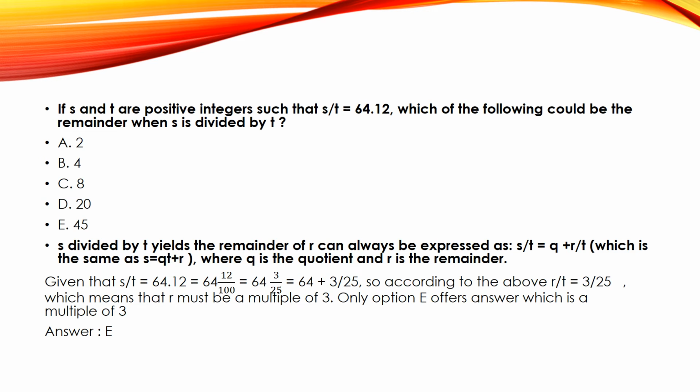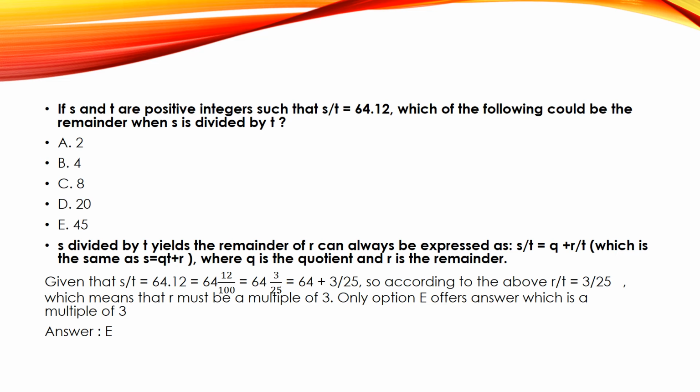Let us consider this example. If s and t are positive integers such that s by t is equal to 64.12, which of the following could be the remainder when s is divided by t? S divided by t yielding the remainder of r can always be expressed as s by t is equal to q plus r by t, which is the same as s is equal to qt plus r, where q is the quotient and r is the remainder.